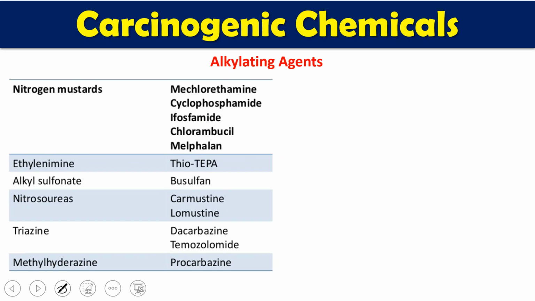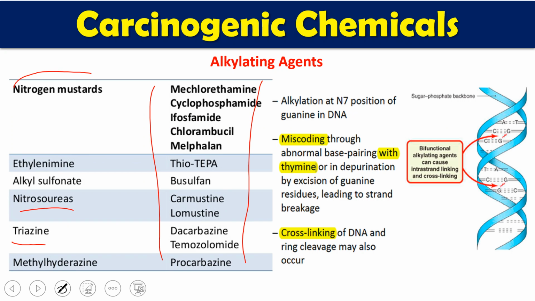Either it will be nitroso mustard, or you can call it mustard gas, ethyleneimines, alkyl sulfonates, nitrosourea, triazine, methyl hydrazines. These are some examples of these categories. What do they do? Normally, with these alkylating agents, guanine is possibly the most active nucleotide to be alkylated, and that too at one particular place, the nitrogen at the seventh position. The N7 of guanine is the most favored, most suitable place where alkylation occurs.